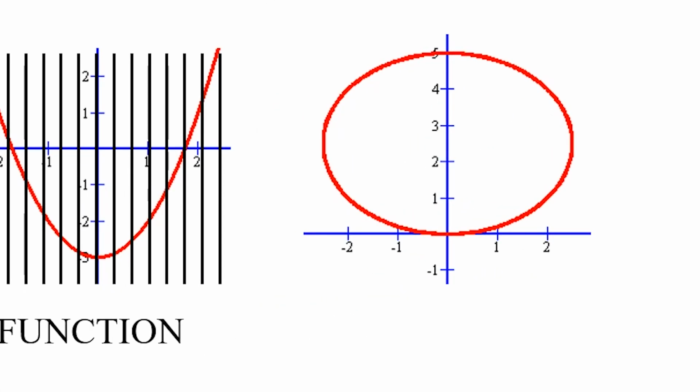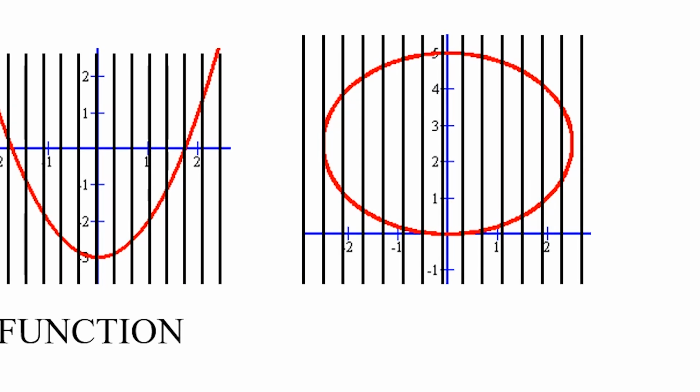How about the third one? Let's draw now the vertical lines. Now, pansinin nyo yung isang vertical line. Let us say this one. This vertical line intersects the graph twice. This point here and this point here. Therefore, this graph does not represent a function.